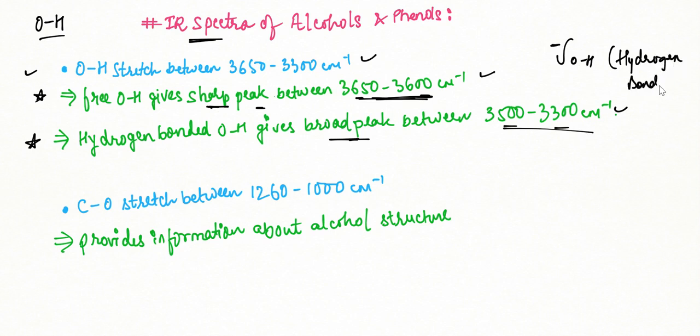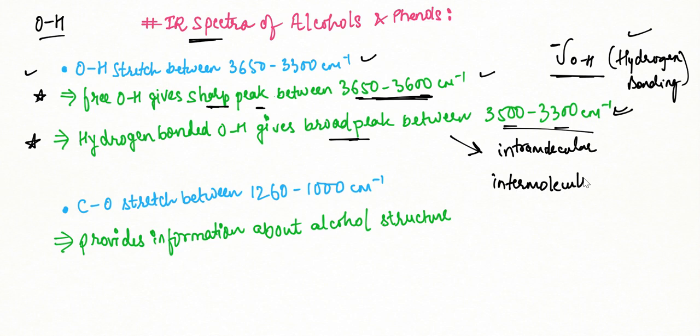I hope that you remember the conjugation effect on the frequencies of alkenes. Hydrogen bonding has a similar effect to what conjugation had on the alkene system. So here also the value is decreasing. The frequency, or wave number value, for the OH bond decreases because of hydrogen bonding. And the hydrogen bonding is of two types: intramolecular and intermolecular.